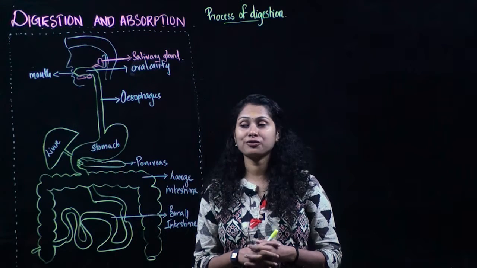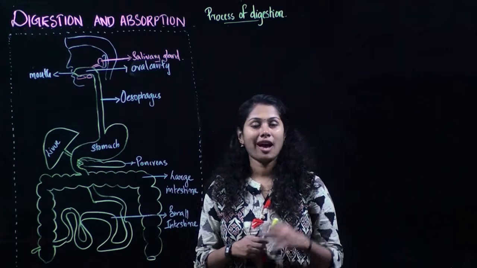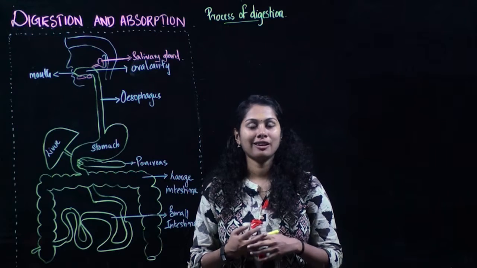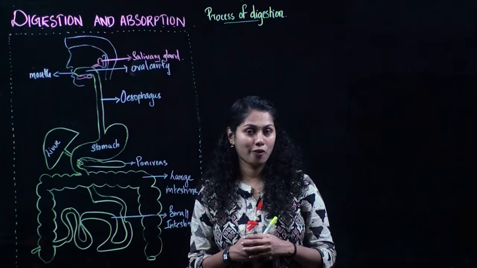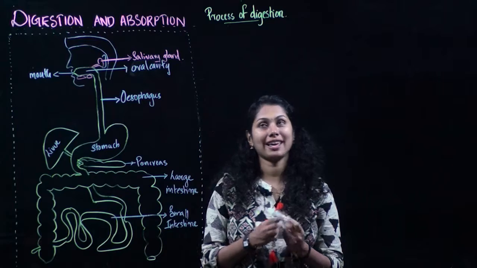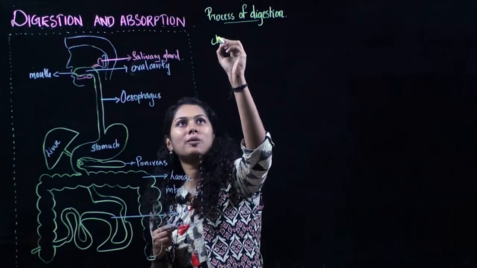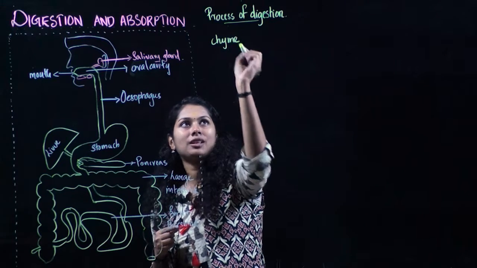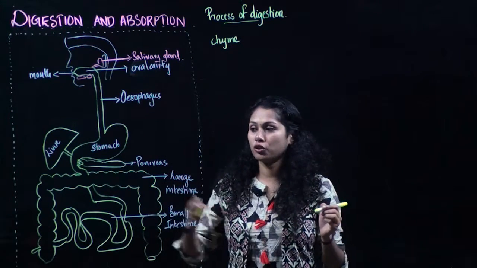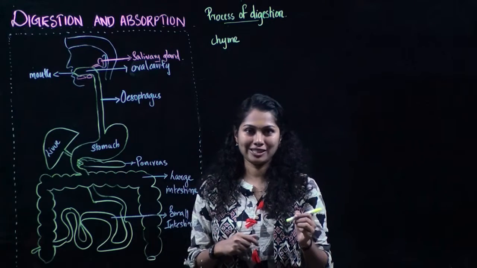So, food after entering the stomach is partially digested and can be kept for 4 to 5 hours, and this food is called chyme. So, the digested food from the stomach, called chyme, is now going to enter into the small intestine region.